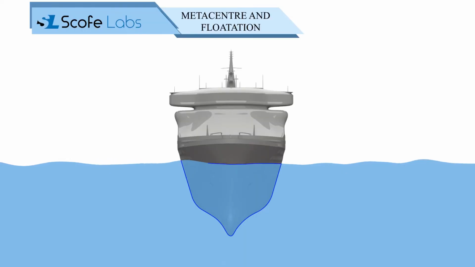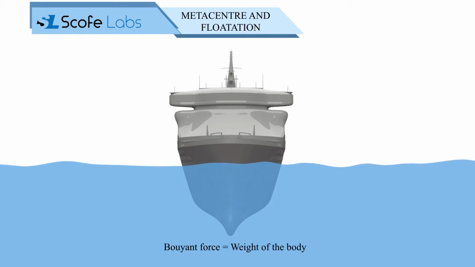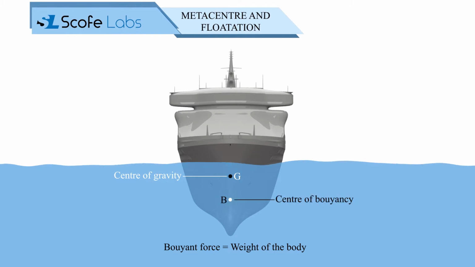This buoyant force passes through the centroid of the displaced volume of water, which is also called the center of buoyancy, B. Now, for a ship to be in equilibrium, the buoyant force must be equal to the weight of the body, and the center of gravity and center of buoyancy should lie on the same vertical line.